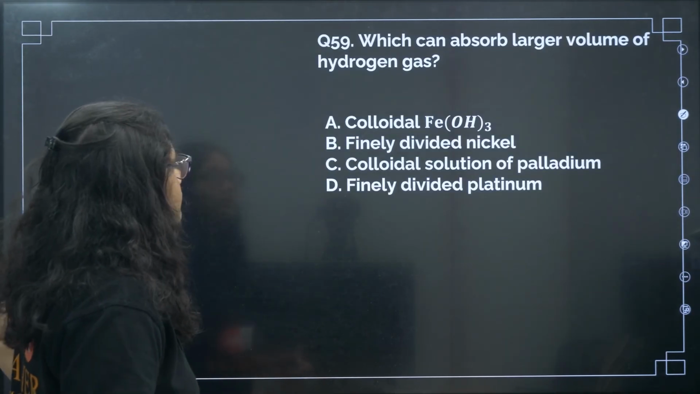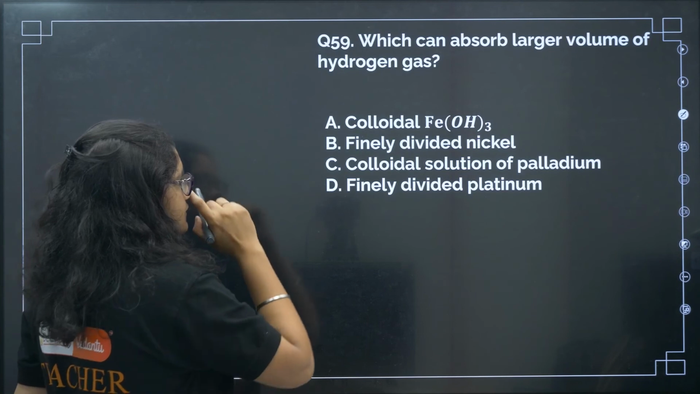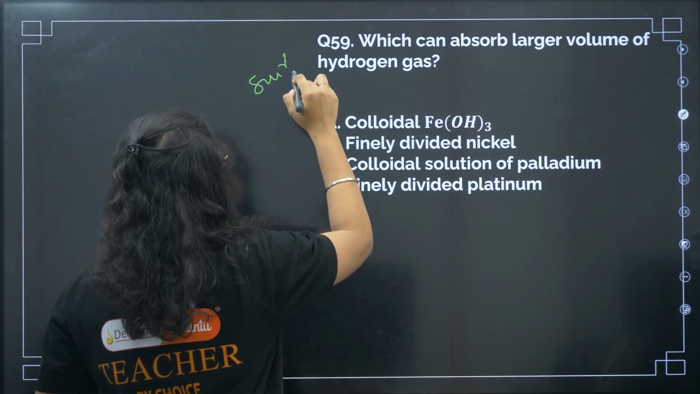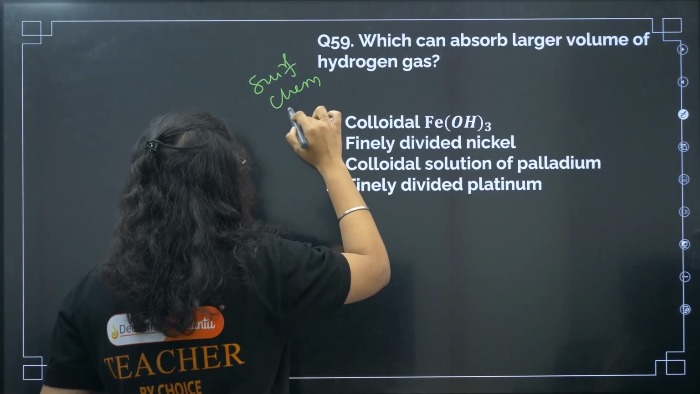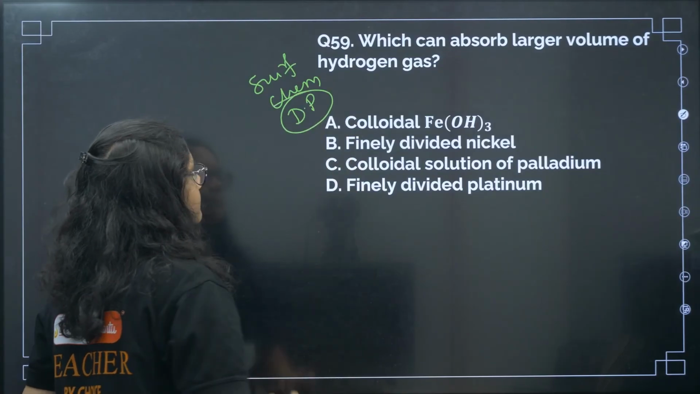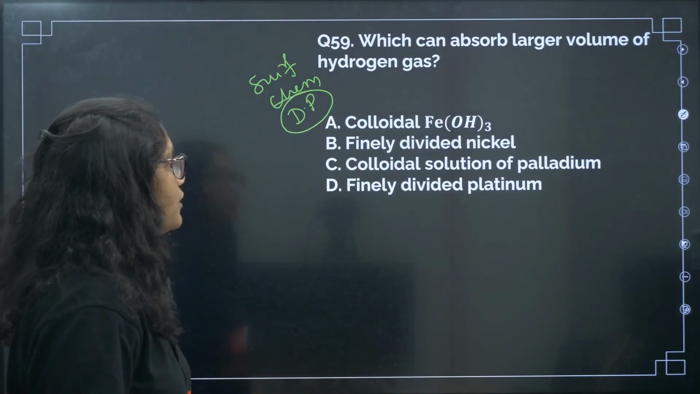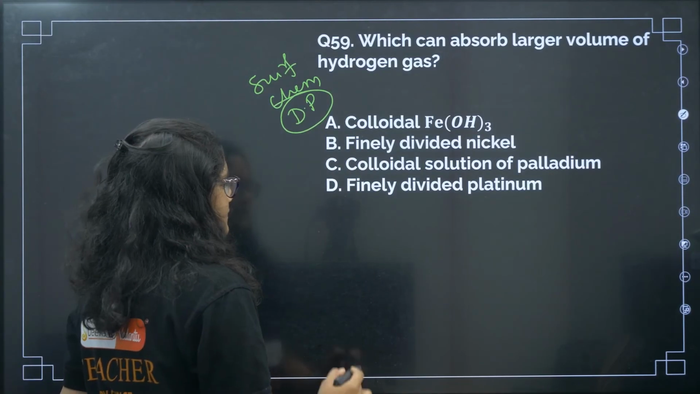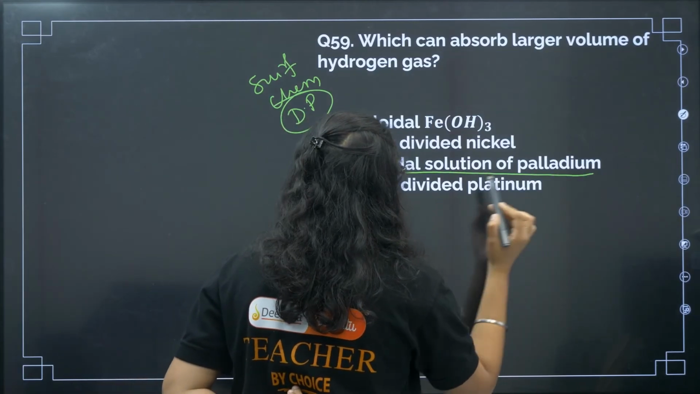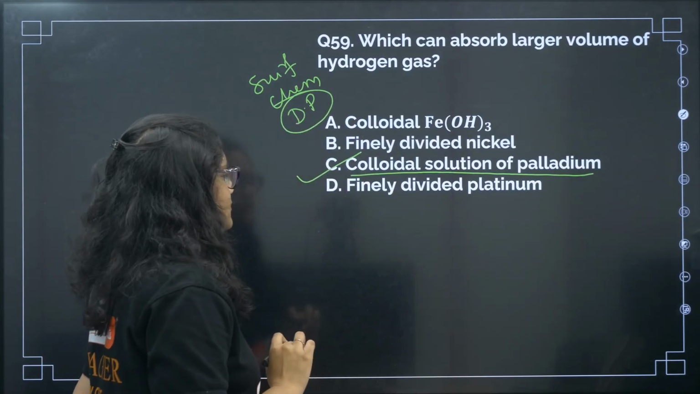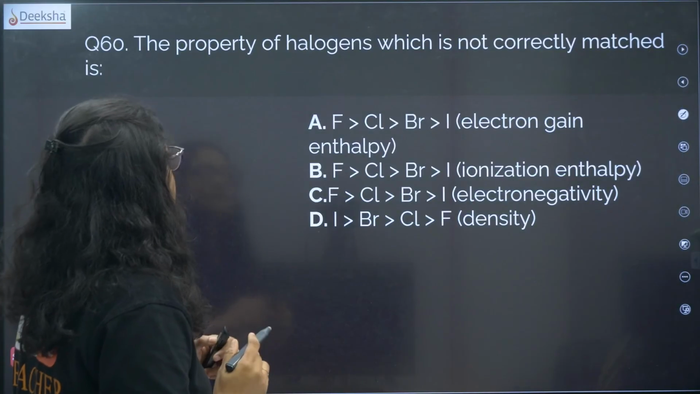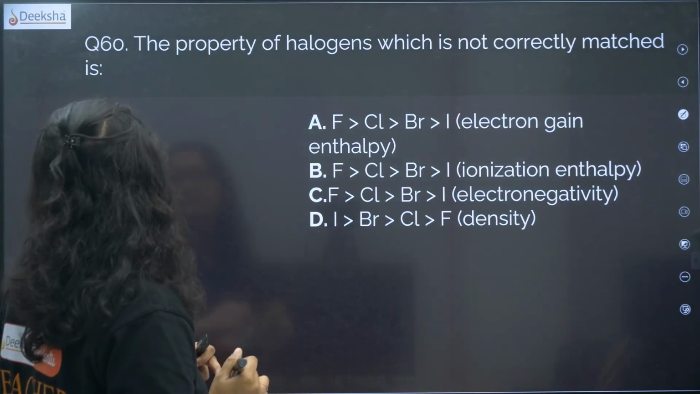Okay, now coming to the 49th question, which can adsorb. So again, this is from your surface chemistry. Okay, deleted portion, no need to study. Which can absorb a larger volume of hydrogen gas. So the answer for this is colloidal solution of palladium. Correct answer is option number C. Now let us see the last question, that is question number 60 here.